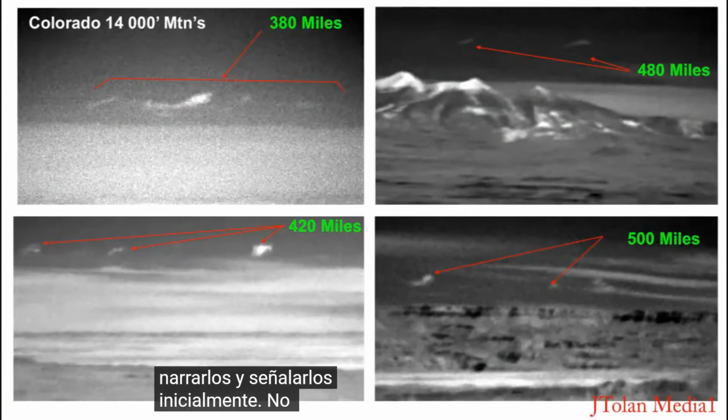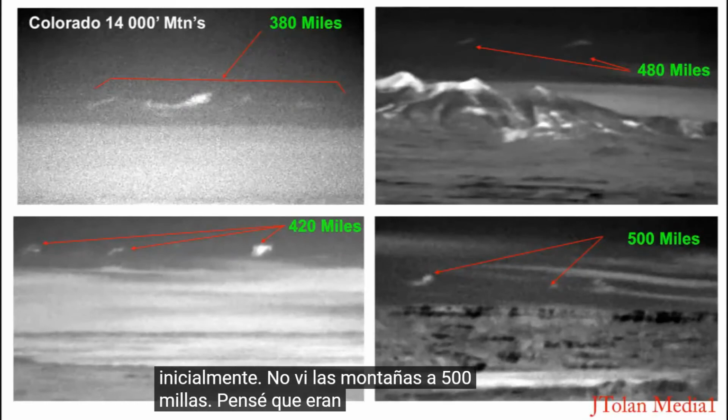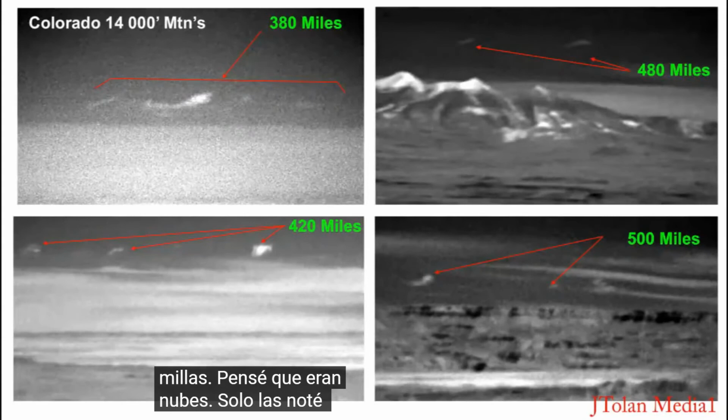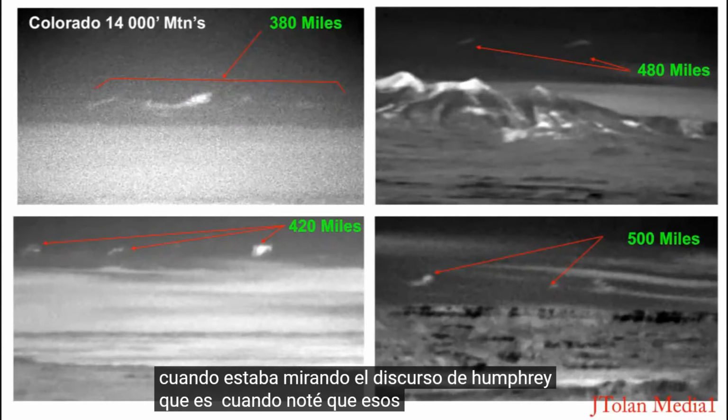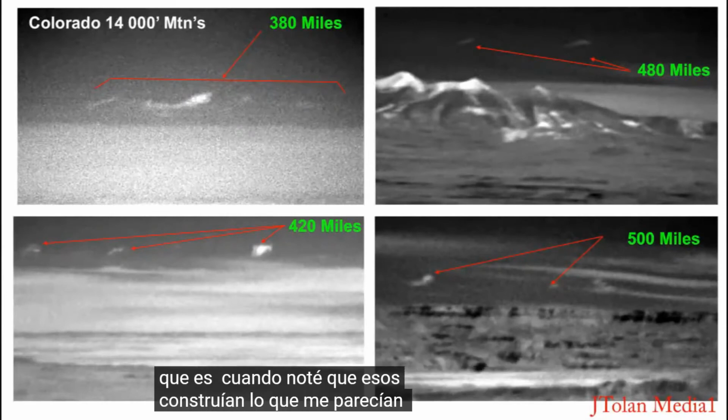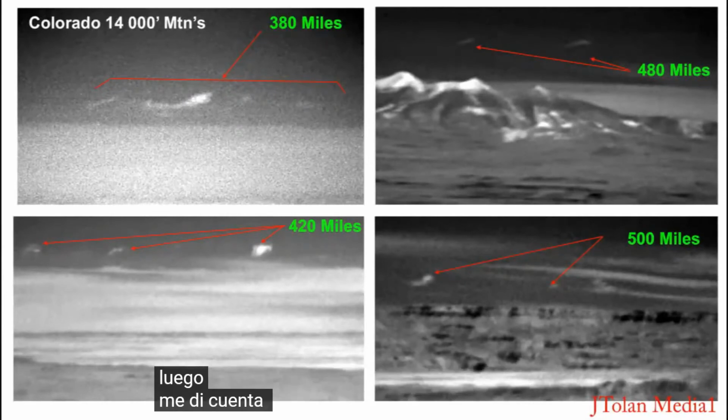Initially, I did not see the mountains at 500 miles. I thought they were clouds. I only noticed them around 480 miles when I was looking at Humphreys Peak. That's when I noticed those pale, what looked to me like clouds. And then later I noticed what they were.